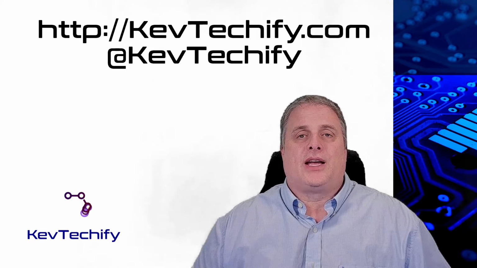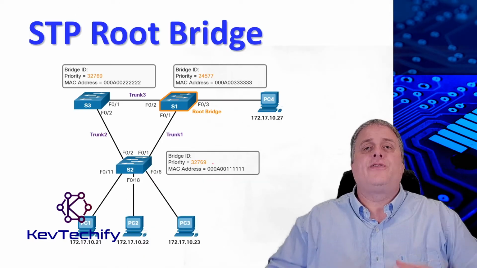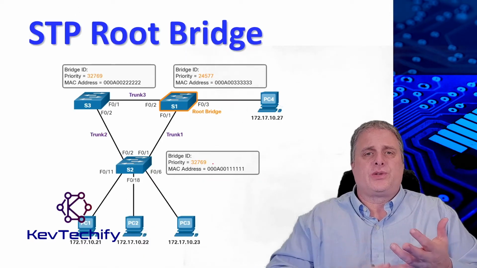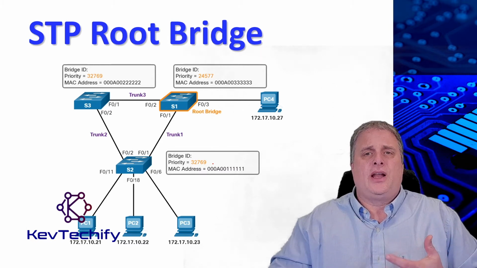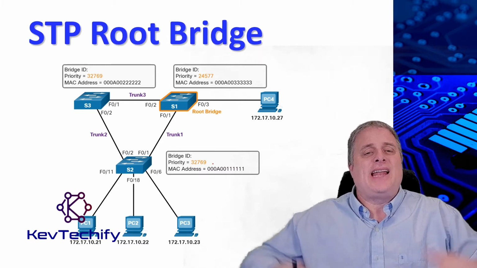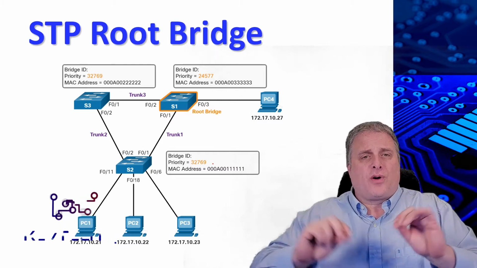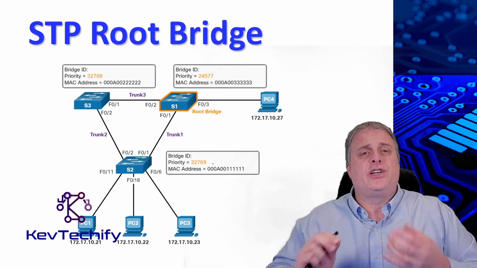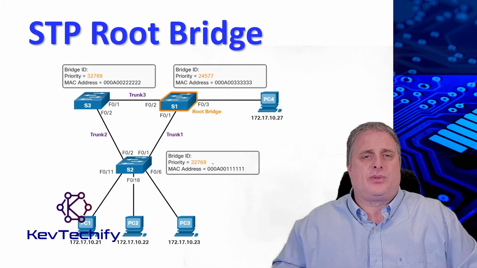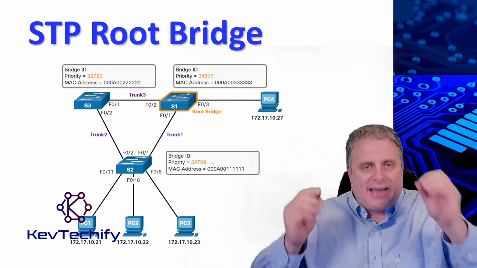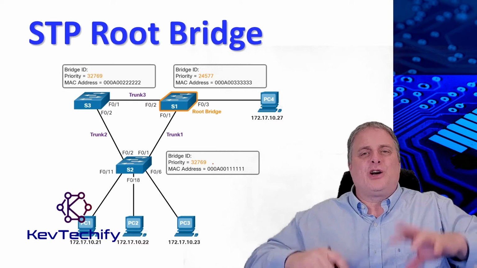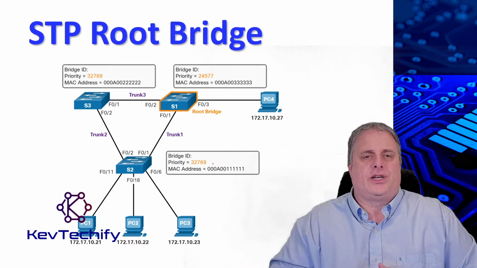Every spanning tree instance, whether it's a switch LAN or broadcast domain, has a switch designated as the root bridge. The root bridge serves as the reference point for all spanning tree calculations to determine which redundant paths to block. An election process determines which switch becomes the root bridge.